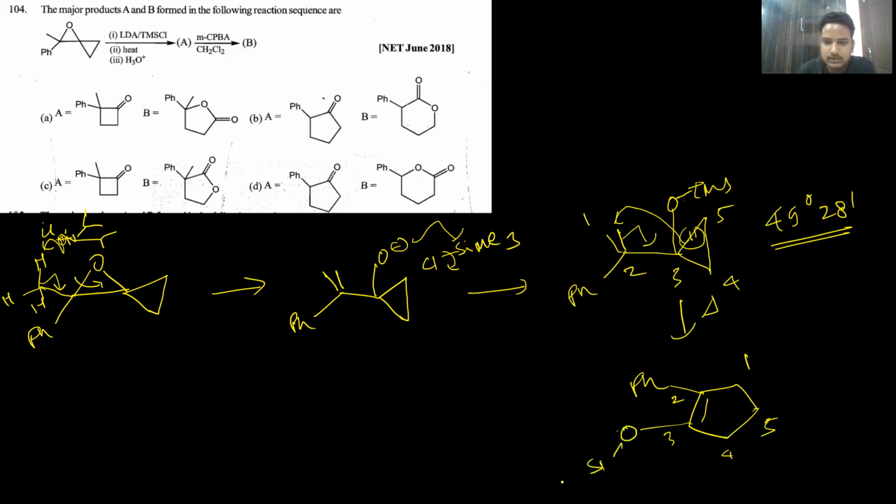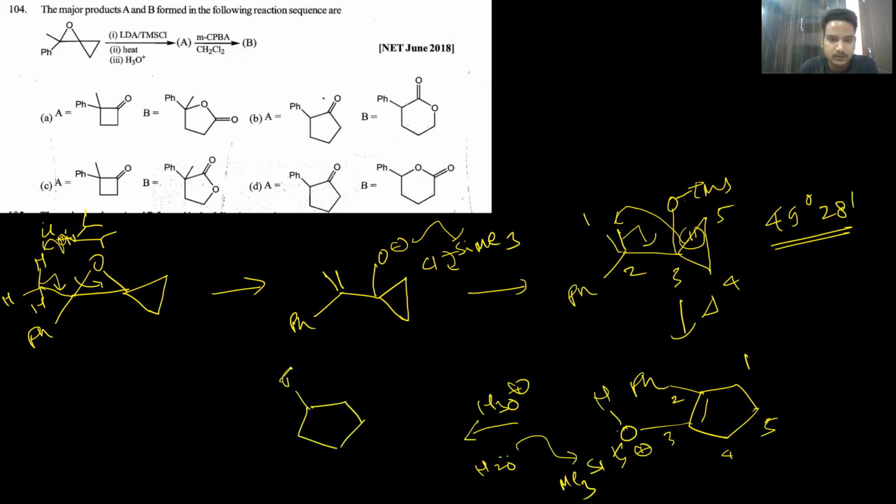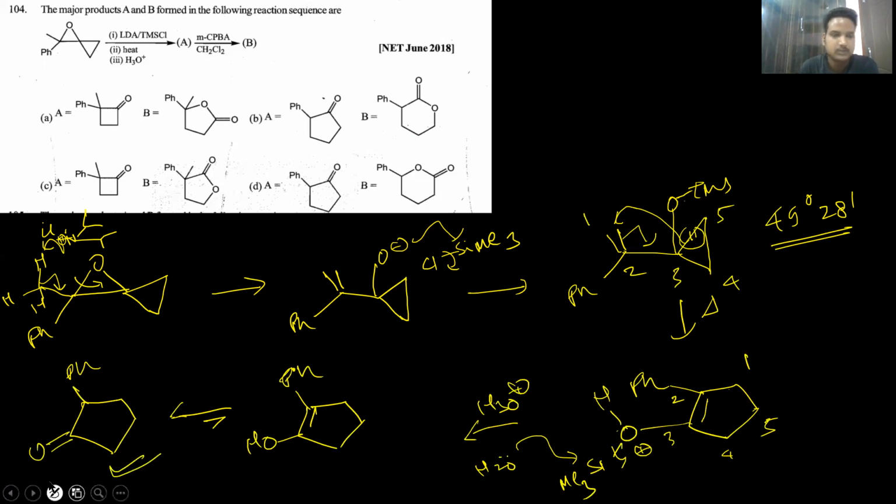This is SiMe3. So after the hydrolysis, this H2O attacks here, and this is protonated like this. So this can go like this, and we can make Ph and OH, which after tautomerization, we end up with Ph and the ketone. Okay, so this is our compound.